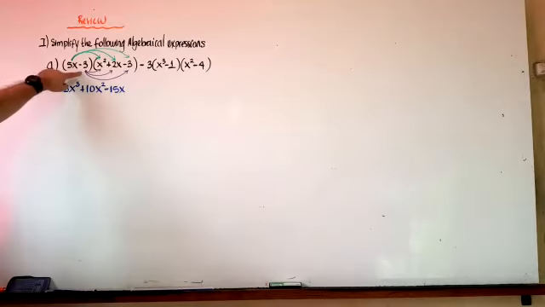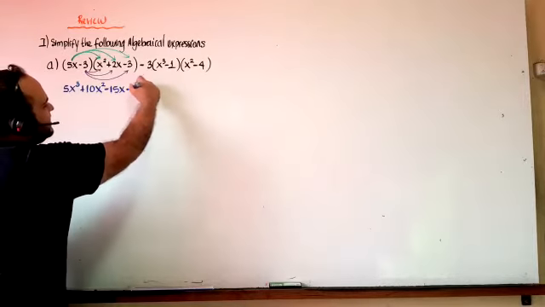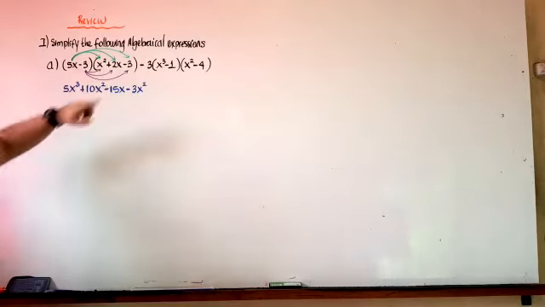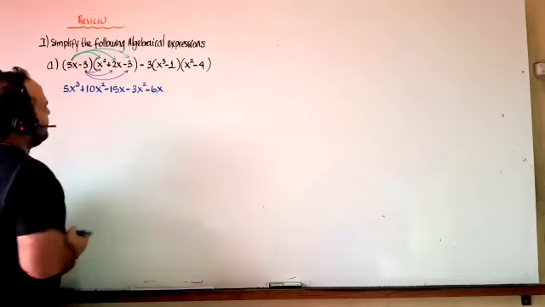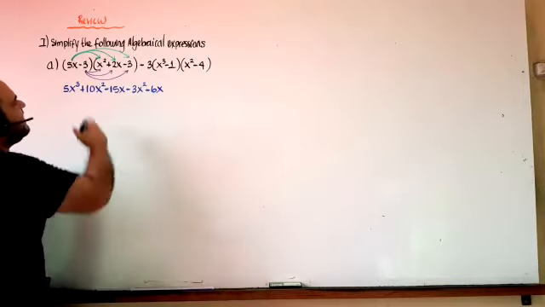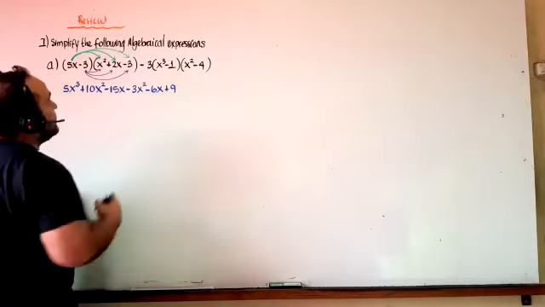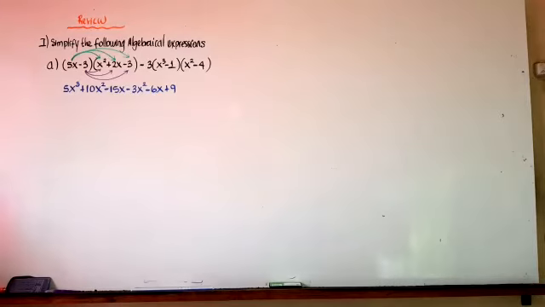So continue with another one. Negative 3 times x squared, we have negative 3x squared. Another one. Negative 3 times 2 will be negative 6x, right? And finally, negative 3 times negative 3 will be positive 9. 3 times 3 is 9, not 6.